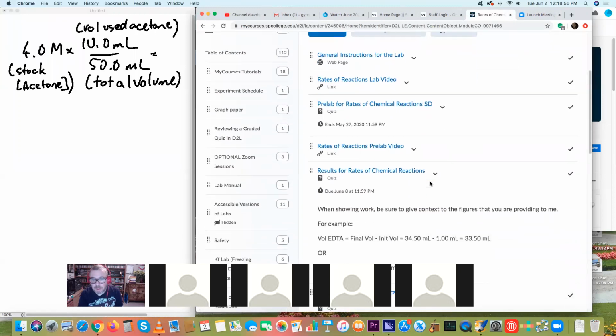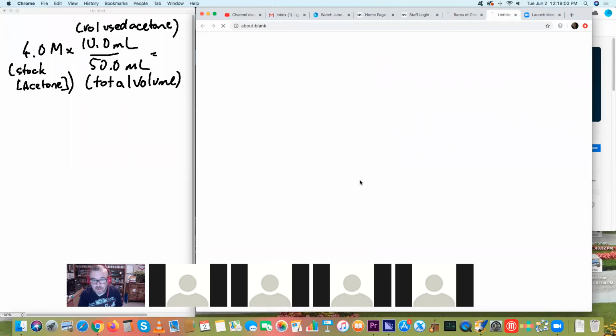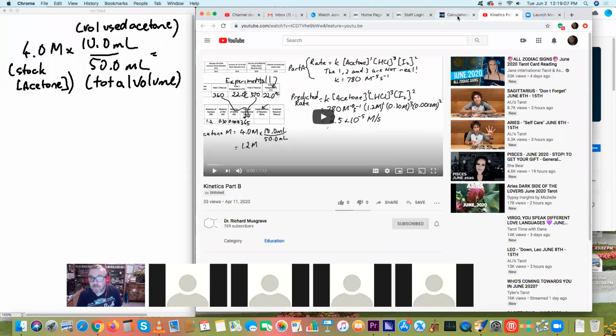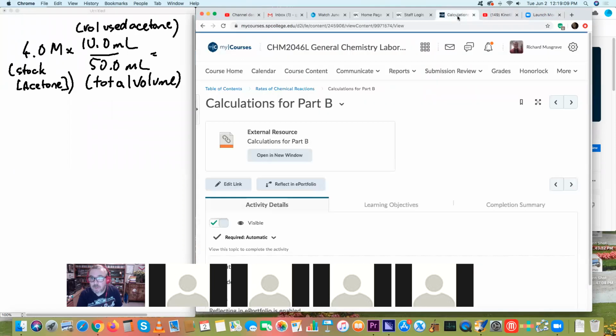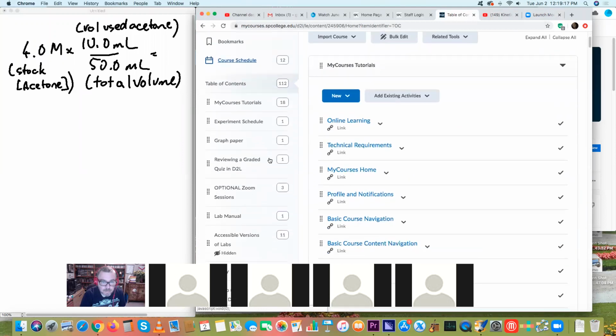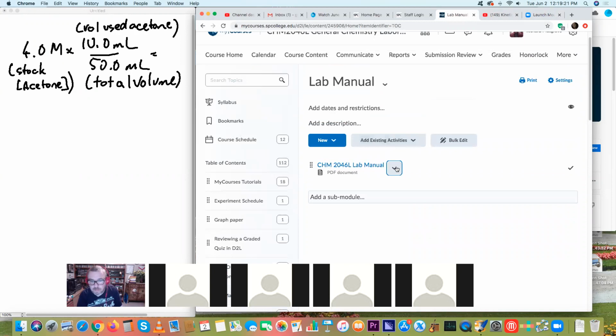Now, Part B uses stuff that we calculate from Part A. So it's important to note that what we're doing there, let me pull this up again. This lab manual. I'll actually download it.